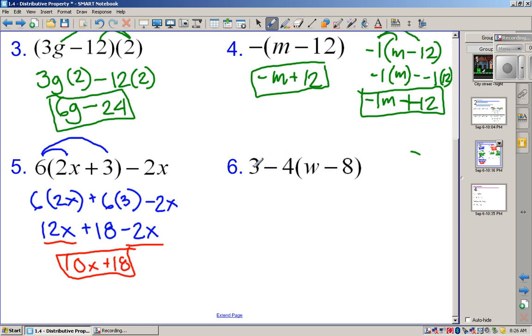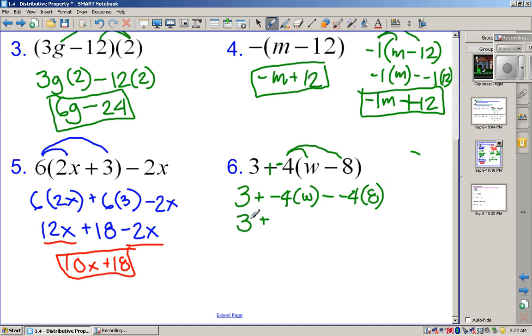Looking at number 6, 3 minus, I have 4 times w minus 8. So I'm going to treat this as a negative 4. I'm going to just change my sign just so I can think about it a little bit nicer. I know that adding a negative is the same thing as subtracting, so I haven't changed my problem at all. And I'm going to distribute that because I like to work with addition problems more so than I like to work with subtraction. So I have 3 plus negative 4 times w minus negative 4 times 8.